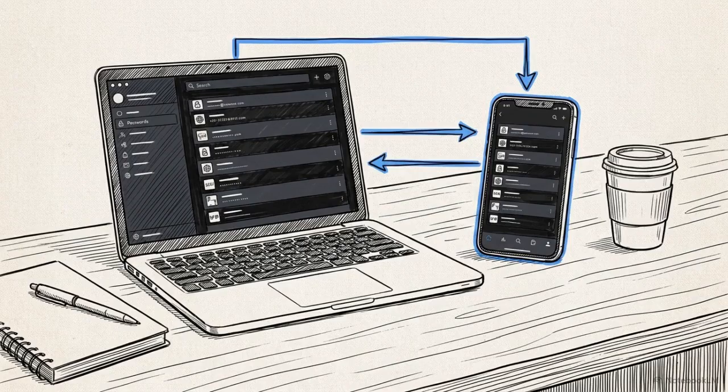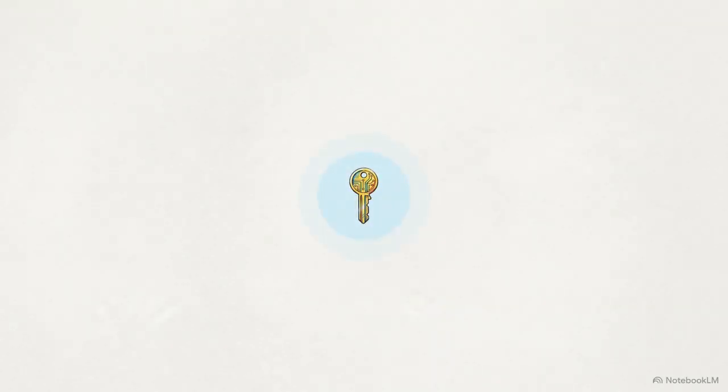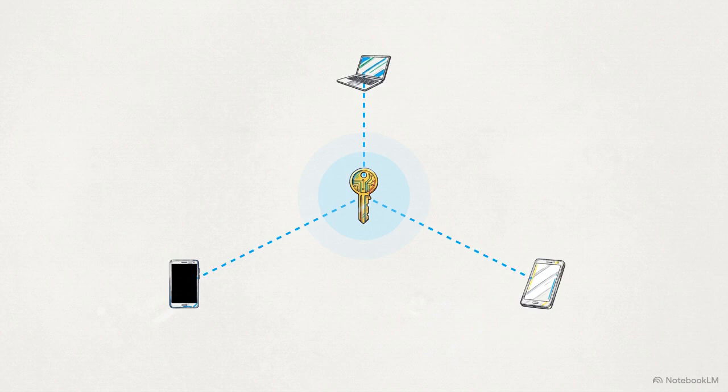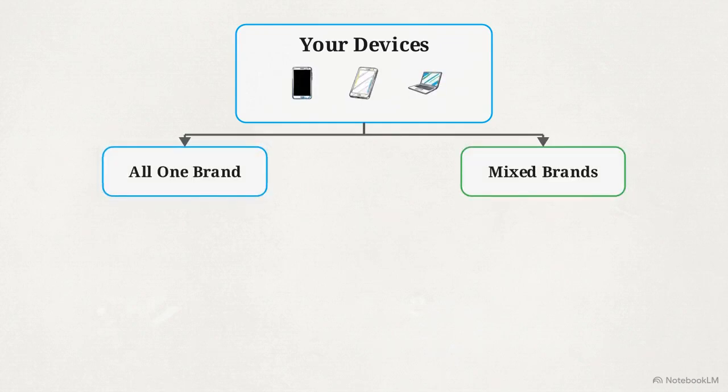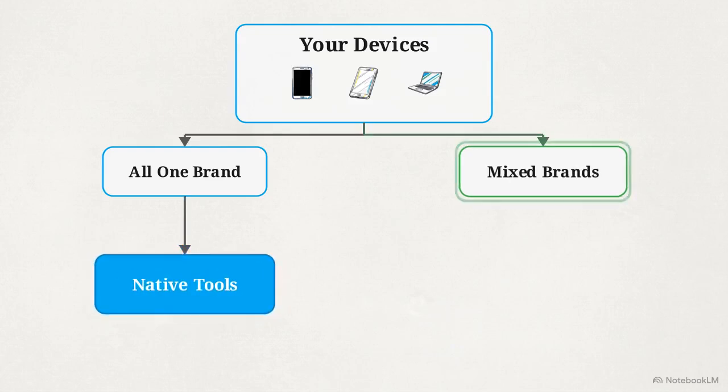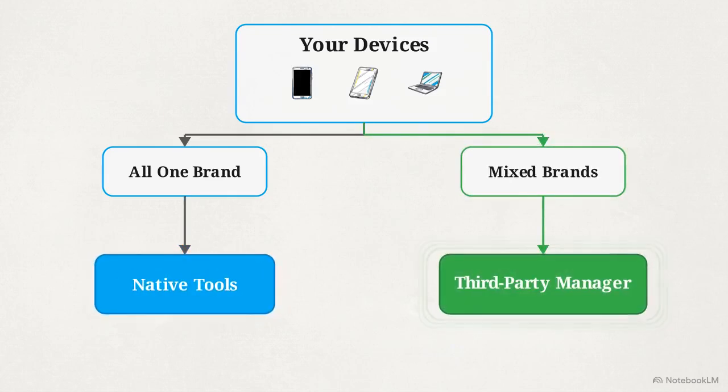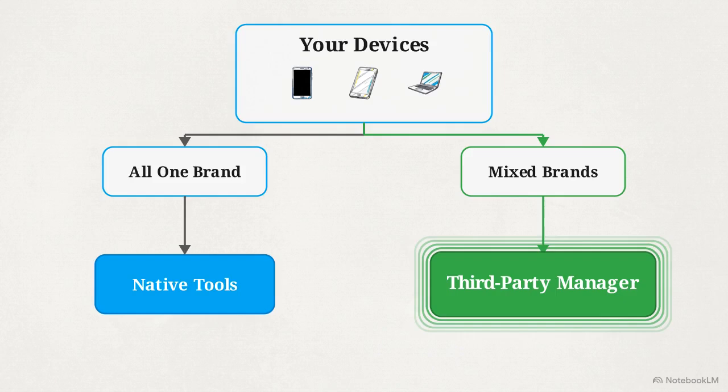The alternative is the mixed ecosystem path, which means storing your credentials in a third-party manager like 1Password or Bitwarden. These tools bypass lock-in. They hold your keys independently, letting you authenticate smoothly across a mix of Windows PCs, Android phones, and iPhones. This decision tree maps out the strategy. If your hardware is entirely unified under one brand, you can safely use native tools. If you live in a mixed device household, you need a third-party manager to avoid being trapped.